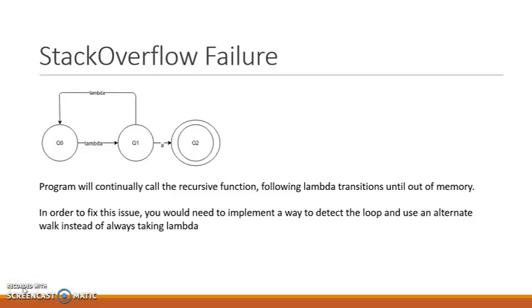As we said before, this algorithm is susceptible to Stack Overflow failures. This example here shows a lambda transition cycle where you can go from Q0 to Q1 then back to Q0. With this algorithm, the way that we implemented it, it will actually cause a Stack Overflow and it will continue to take lambda transitions forever. We decided that a fix for this, you could implement a way to detect that loop and use an alternate walk instead and basically track that path and dictate that it doesn't get you anywhere and then move on.